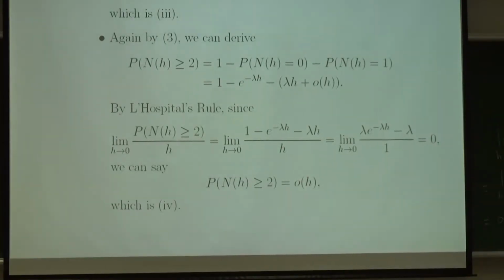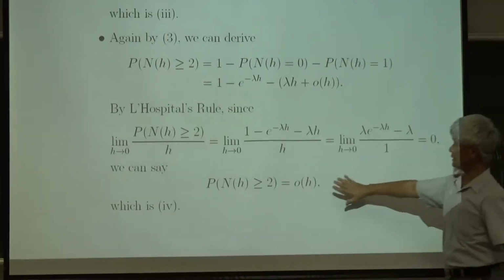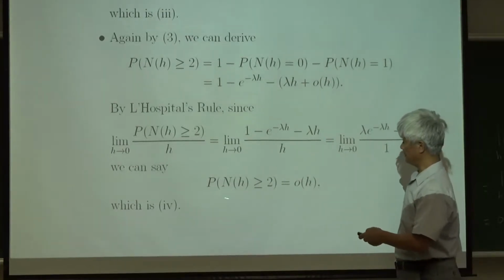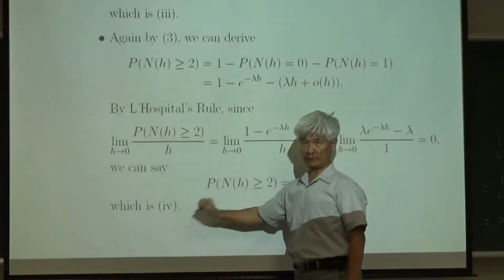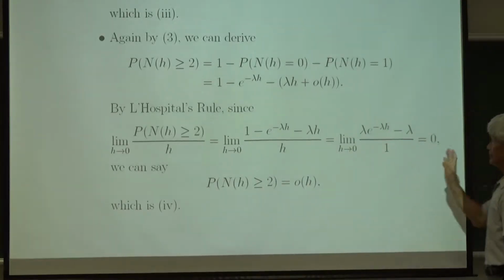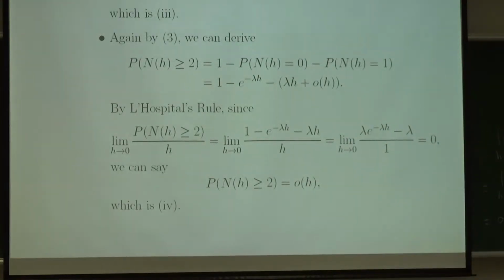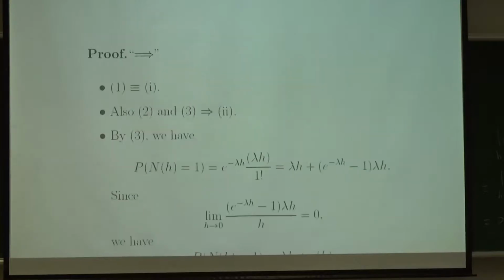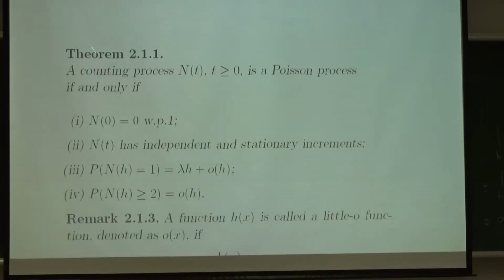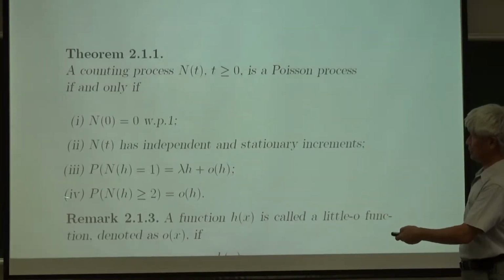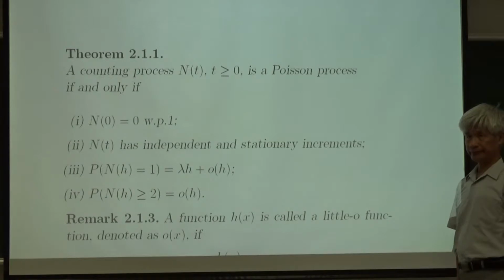Alright, so no problem. We have the conclusion that we have this result, which is just Roman 4. Okay. So by assuming that N_t is a Poisson process, then we have these 4 properties.